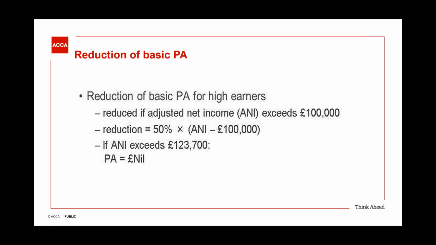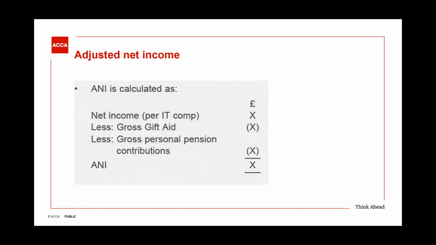But if your adjusted net income exceeds 100,000 pounds, in such situations, your personal allowance will gradually be reduced. So there is an important concept called adjusted net income. So how do you calculate this adjusted net income?